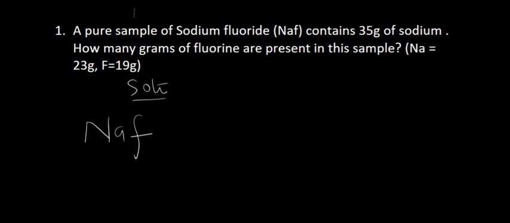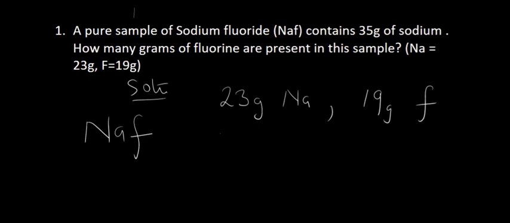And we are given the atomic masses. So we have 23 grams, this is the atomic mass of sodium. Sometimes you'll be given this, sometimes it may not be given to you, but you have to know it from the periodic table. So you have 23 grams of sodium combining with 19 grams of fluorine. So a pure sample of sodium fluoride contains 35 grams of sodium.